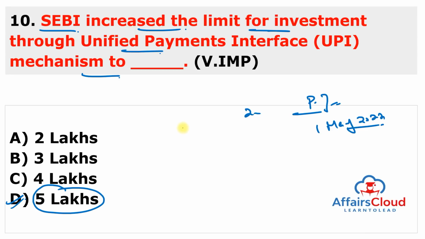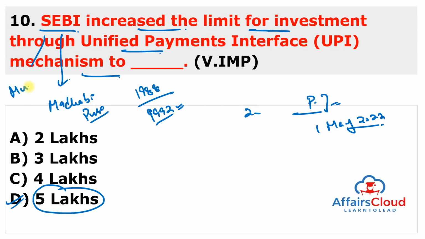And remember about SEBI, SEBI was established in the year of 1988, but it became an Act in 1992. It means the SEBI Act was passed in the year of 1992. And who became the first woman chairperson of SEBI? This is a most important question. The answer of this question is Madhabi Puri. Remember, Madhabi Puri. And SEBI's headquarters is in Mumbai.